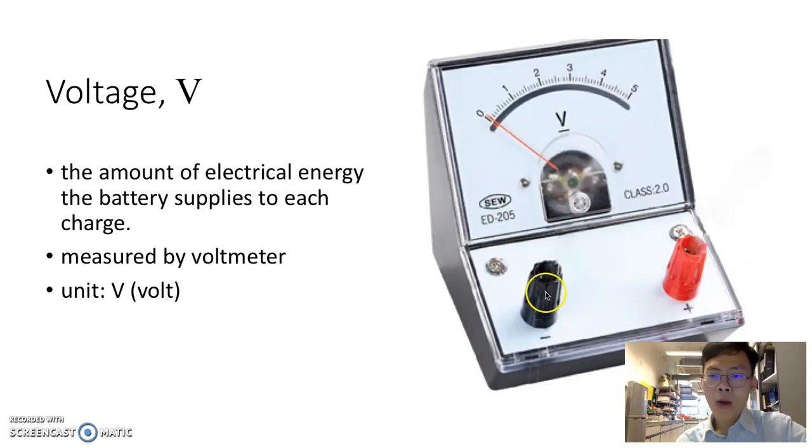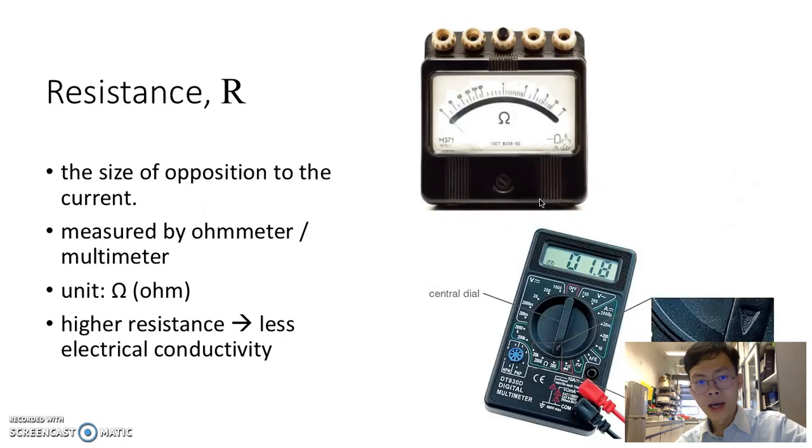And then whenever we find the voltage of a device, we will connect the voltmeter in parallel to the device, rather than in series. So you need to recognize that the voltmeter is connected in parallel, and the ammeter has to be connected in series.